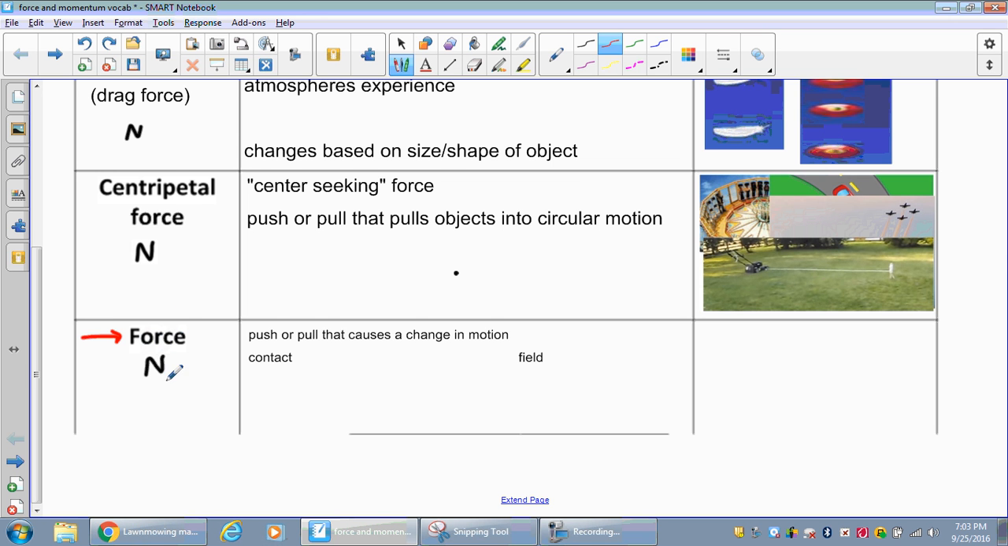So the international unit for force is the Newton. And basically, a force is something that is a push or pull that causes a change in motion. That means a change in velocity. Okay, and there are two types.